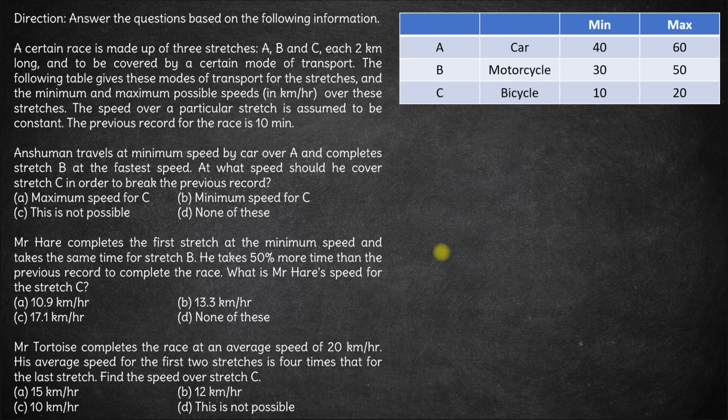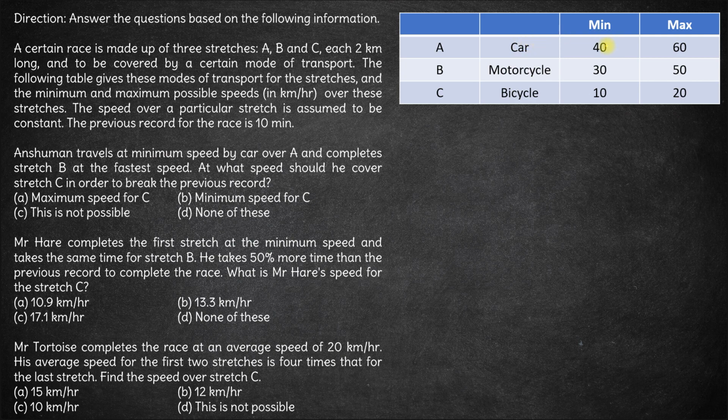Hi. Here in this question, we have a certain race made up of three stretches A, B, and C. Each is 2 kilometers long and is to be covered by a certain mode of transport. These are the three modes of transport. The following table gives these modes of transport for the stretches and the minimum and maximum possible speeds over these stretches. For example, stretch A has to be covered by a car.